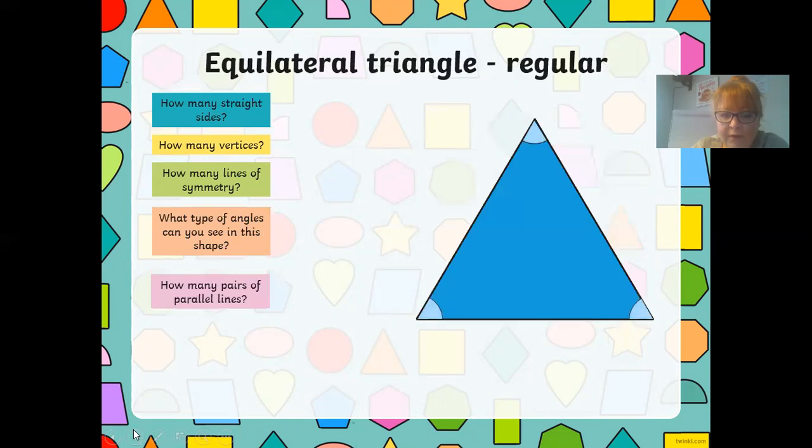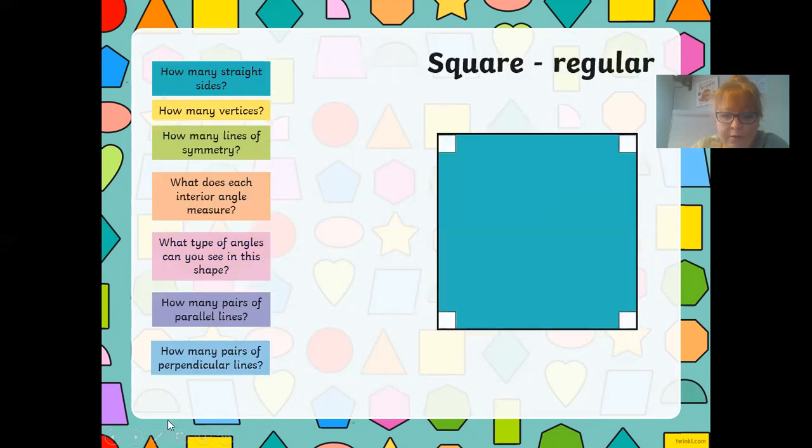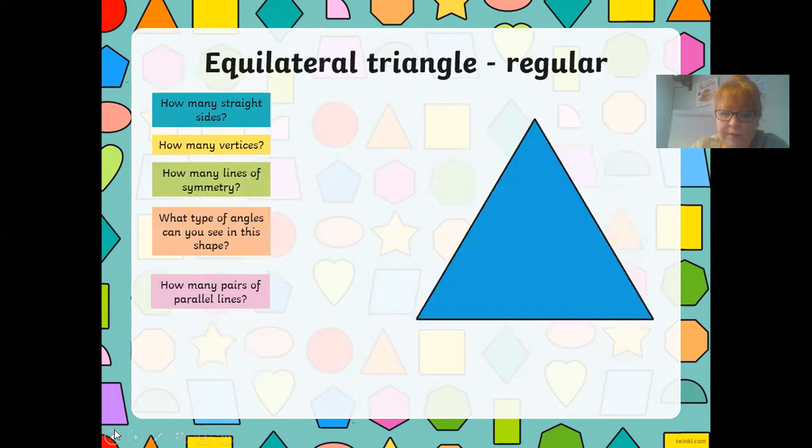Now, moving on to how many straight sides has our shape got? I don't know why it's doing this. It's decided that it wants to play up today. So how many straight sides has our equilateral triangle got? There we go. It has got 3 straight sides. You can see them coming up.